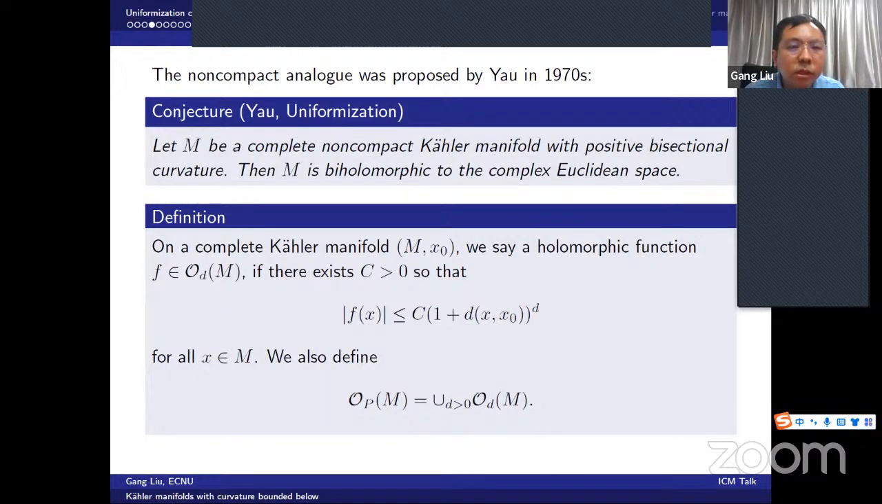Now, let me introduce a definition which is related to some problems below. On a complete Kähler manifold M with a base point x0, we say a holomorphic function f is in O_d(M) if the norm of f is bounded by a constant times a polynomial of the distance. We also define O_P(M) as the union of all O_d(M). So it is clear that O_P(M) is always a ring.